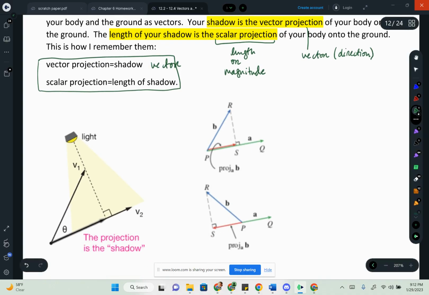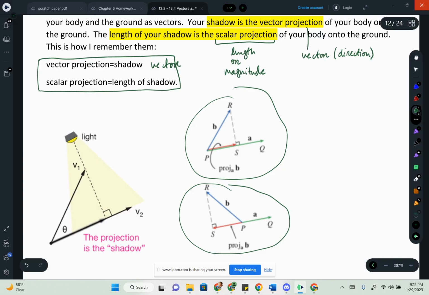And your book has a few nice little pictures of a projection. In these particular pictures right here, the idea is that there's like a light shining directly above. And so a slanted longer angle that is lifted off the ground, if a light's shining directly down on it, the projection just goes straight to the ground. And we want to know, what is that projection of B onto the floor A? And that's going to give us a vector.